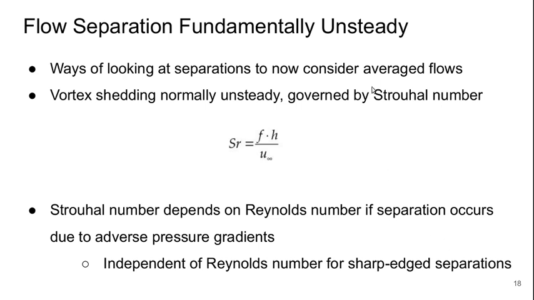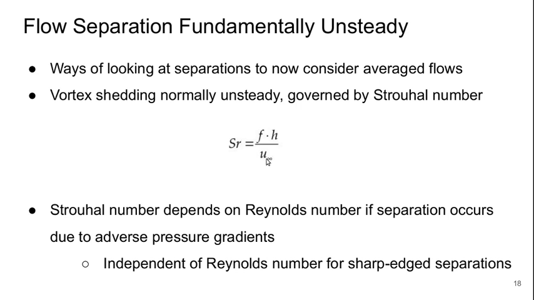The way we've been looking at the flow separations up to now looks at the time-averaged effect. But fundamentally, flow separations, especially any of them that involve vortex shedding, are a fundamentally unsteady phenomenon. We can look at the unsteadiness non-dimensionally using something called the Strouhal number. The Strouhal number is just the frequency of the vortex shedding times h, which is the distance between the vortices being shed, or if it's a single-sided thing, the height of the step, divided by the velocity.